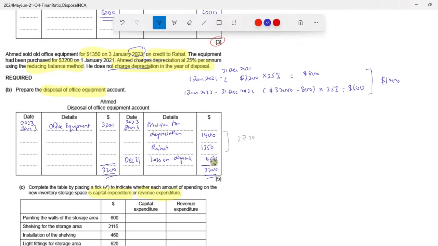Right, let's look at the marks allocation. 1 mark is awarded for the correct debit of the cost of the old equipment. 1 mark is awarded for the correct credit details on provision for depreciation. 1 mark for the disposal price and correct details of Rahat as a trade receivable, and 1 mark for the loss on disposal charged to the income statement. And if all dates are correct, 1 mark is awarded for the dates. So that's the total of 5 marks for part B.